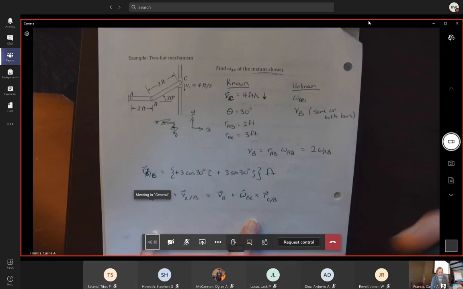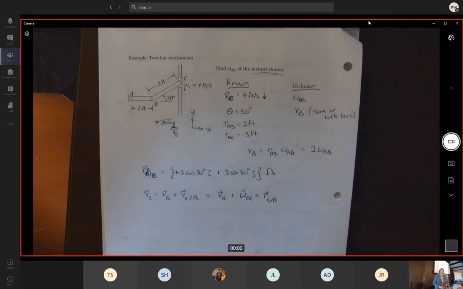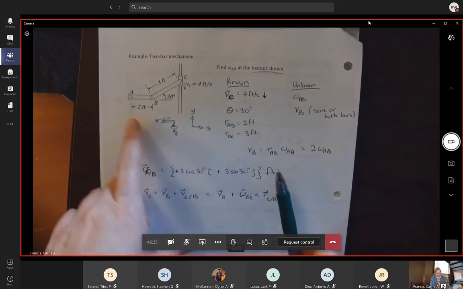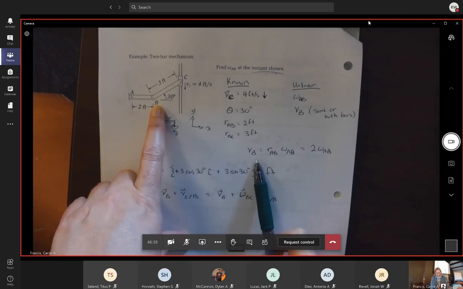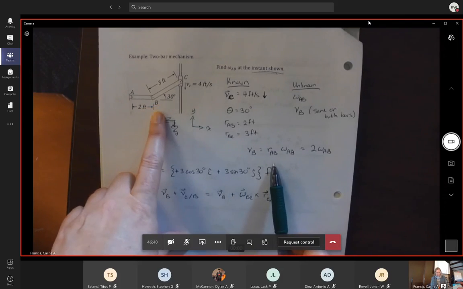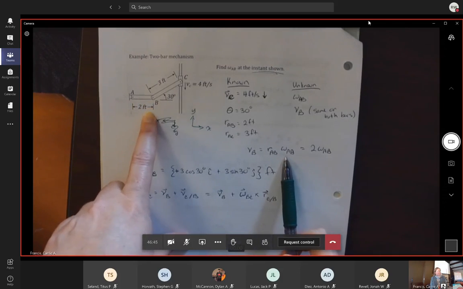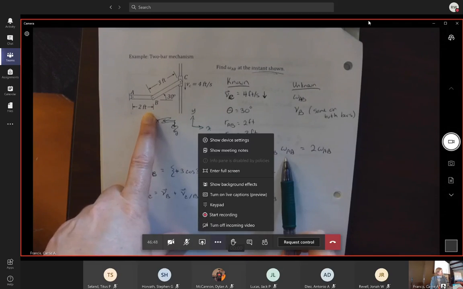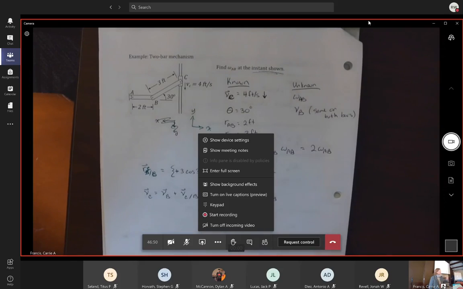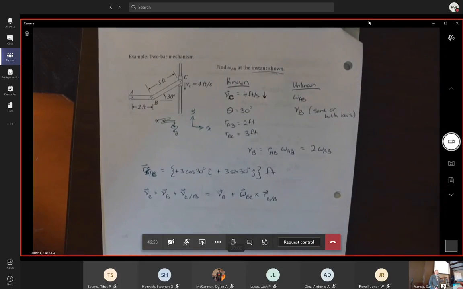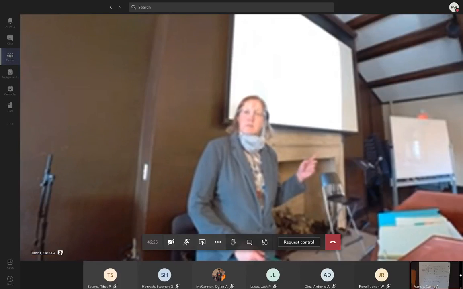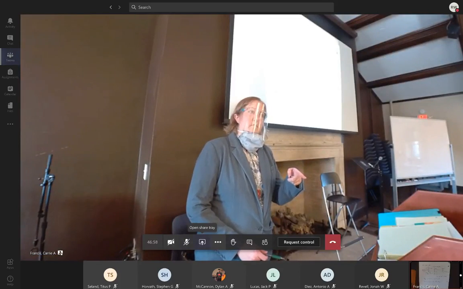We're working through how we actually get to that. So let's see what we have so far. We've determined that the velocity of B is going to have to be equal to the radius of AB times its angular velocity. Okay, do we see that? So tangential velocity at B has to equal angular velocity of AB times the radius from A to B.